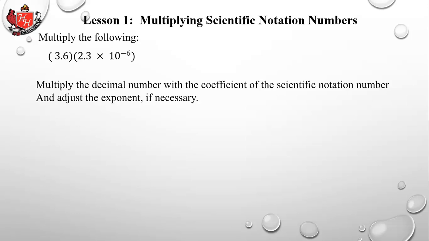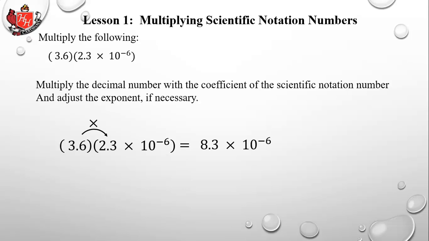But you don't need to do that. That's just unnecessary work. So just remember that if you just have a number multiplied by a scientific notation number, you just treat it like a coefficient, and you don't have to mess with the exponent, the 10 to the -6 part. Well, maybe you don't. We'll talk about that. So 3.6 times 2.3, you just simply multiply those, and it gives you 8.3 times 10 to the -6th, and that's how you do that.